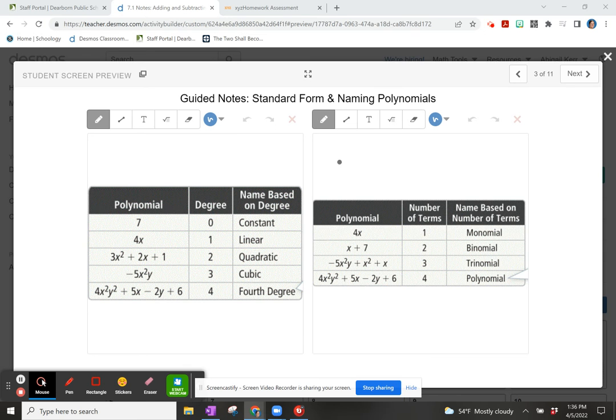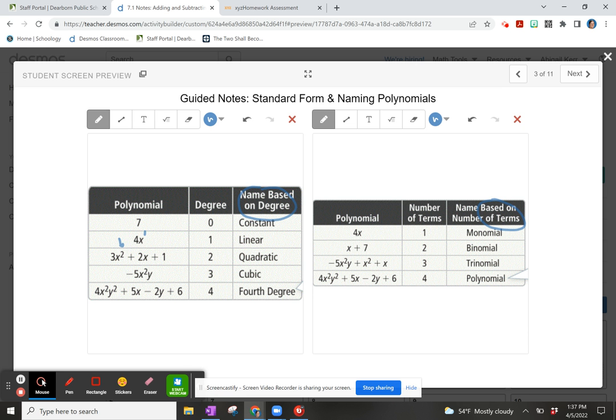So in this video, we are going to go over adding and subtracting polynomials and then classifying polynomials. So there's a few things with classifying you want to make sure. There's two charts, and one is based off the degree, and then the other one is based off the number of terms. So the degree is how you find the exponent of the variable. So this x really has a 1, so that's why it's considered linear. This highest exponent right here is a 2, so that's why it's considered quadratic.